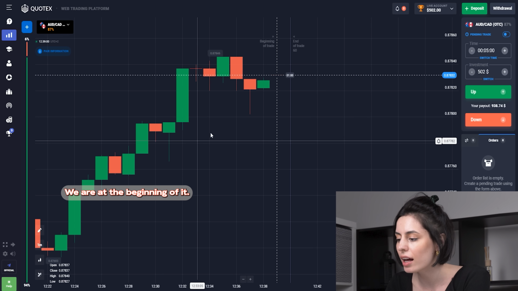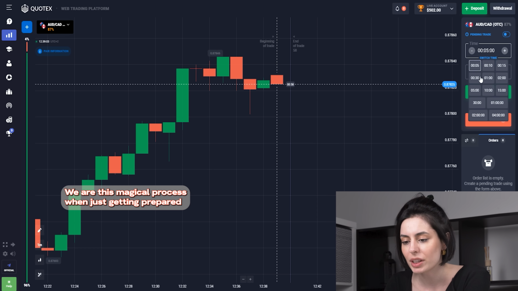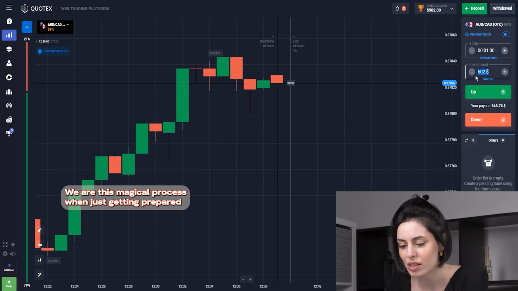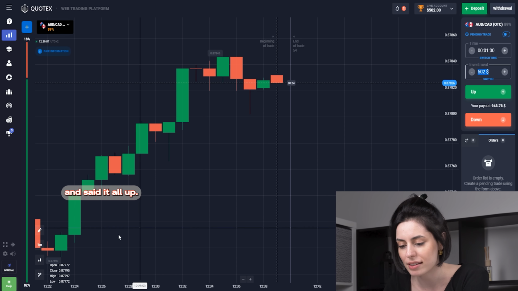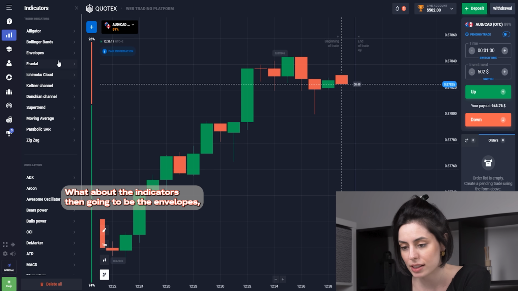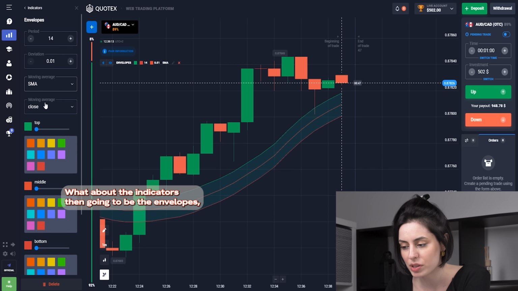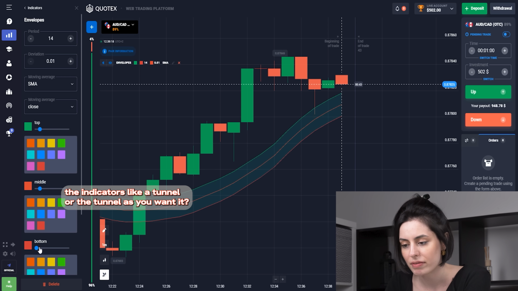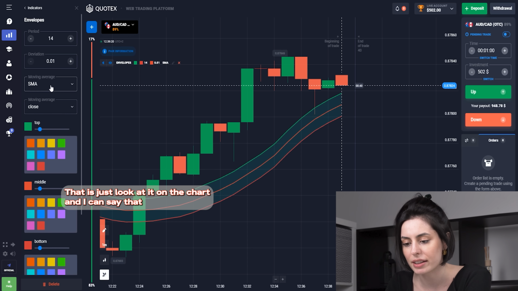Guys, we are at the beginning of it. We are at this magical process when we're just getting prepared and setting it all up. What about the indicators? Then it's gonna be the envelopes. The indicator is like a channel or a tunnel, as you want, that is just located on the chart.